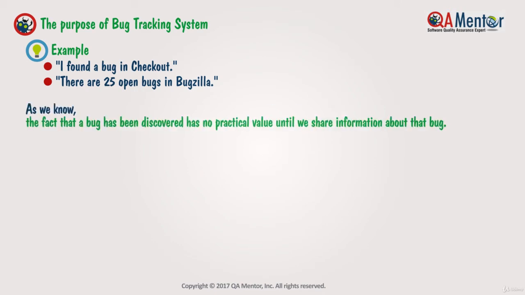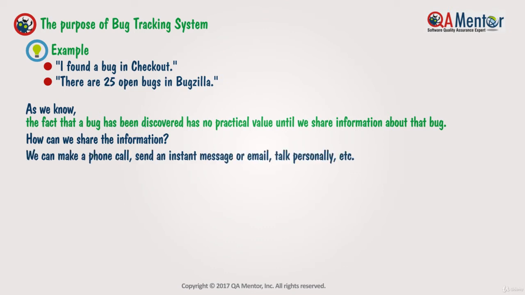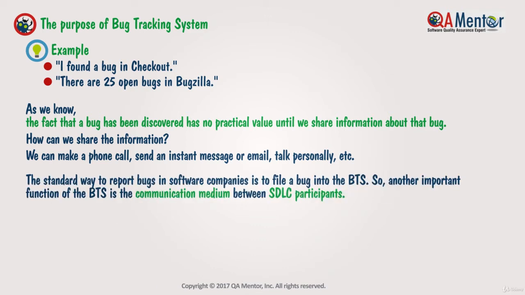As we know, the fact that a bug has been discovered has no practical value until we share information about that bug. How can we share the information? We can make a phone call, send an instant message or email, talk personally, etc. The standard way to report bugs in software companies is to file a bug into the BTS. So another important function of the BTS is the communication medium between SDLC participants.